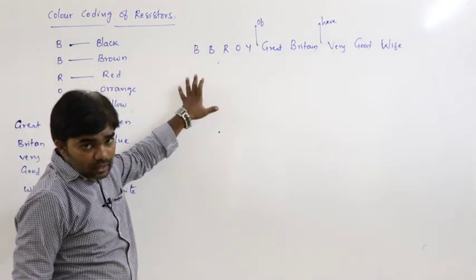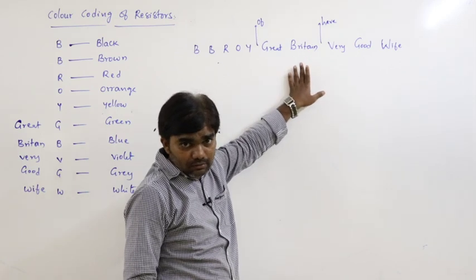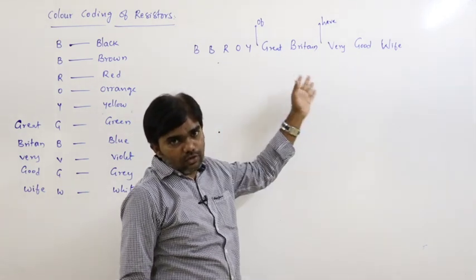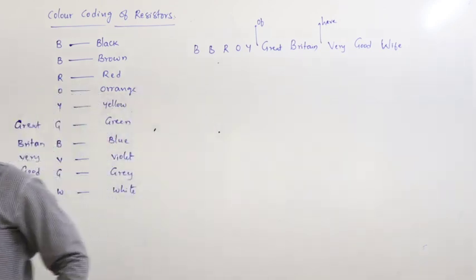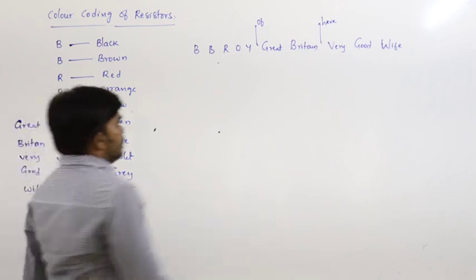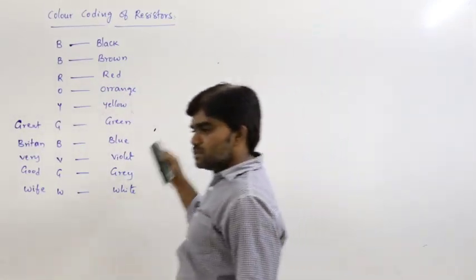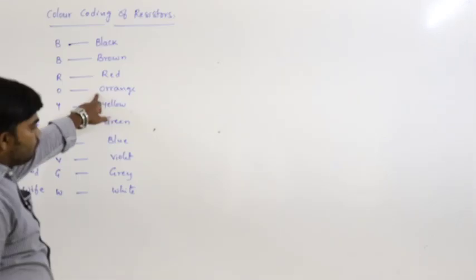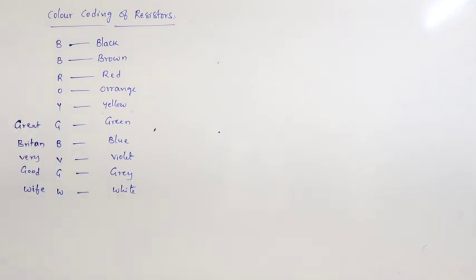To calculate the color coding of resistances, you must remember this order. Easy way to remember: B.B. Roy of Great Britain have very good wife. First black, brown, red, orange, yellow, green, blue, violet, grey, white. So this is the condition.